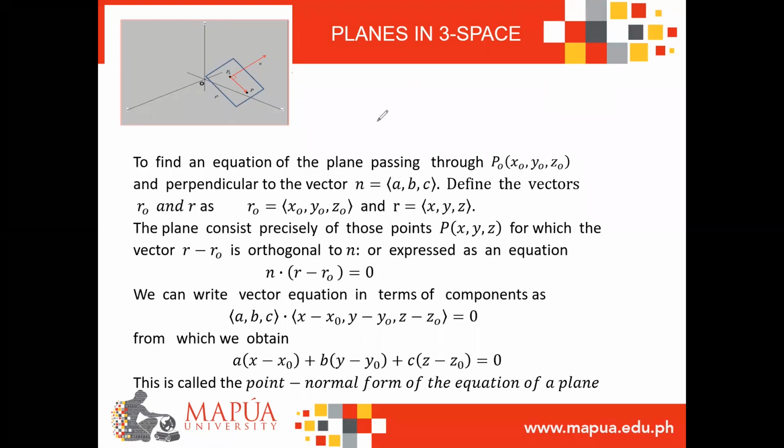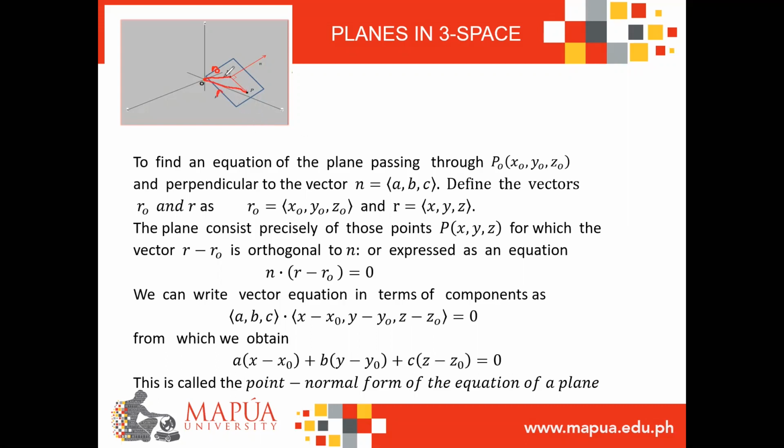R sub 0 is the vector from the origin connecting with P sub O. So this will be your R sub O. While for R, vector R, it is obtained by connecting the origin to point P. So that is your vector R.